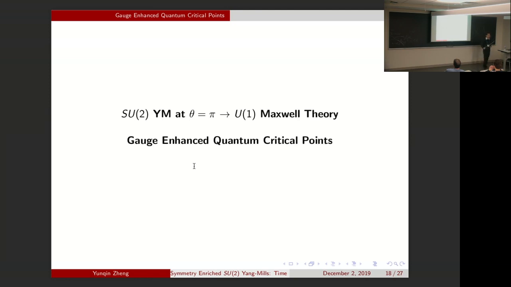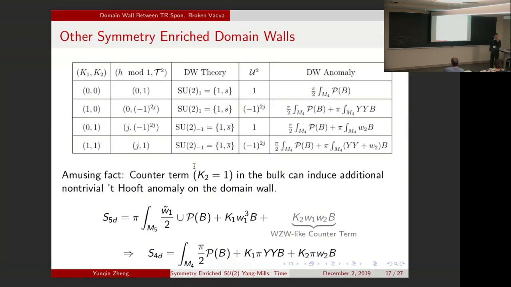Yes. I mean, could it be that the different choices of K2 are like a phase transition on the domain wall rather than a... No, it's not a phase transition. All things are gapped. No, but let's say you have two different K2s. Could it be that the two topological field theories that you find are actually related by a phase transition on the domain wall only?